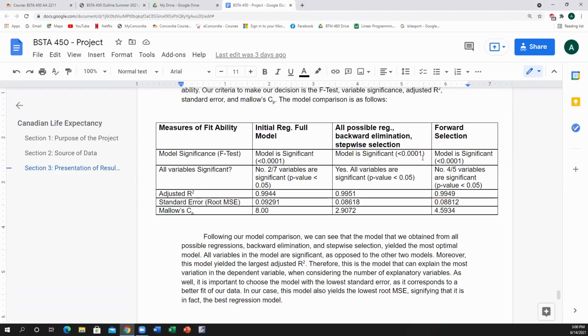Yeah, so we had an initial model with 8 explanatory variables, and then we used some variable selection techniques to reduce this model. So when comparing the models, we see that the best one is when we used all possible regressions, backward elimination, and stepwise, because it yielded the highest adjusted R-squared, the lowest standard error, and the lowest Mallows' Cp. And all the variables are significant, whereas in the other ones, not all the variables were significant. So we have our best model right now.